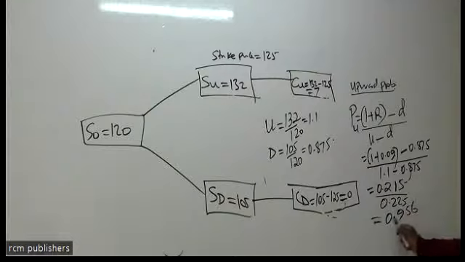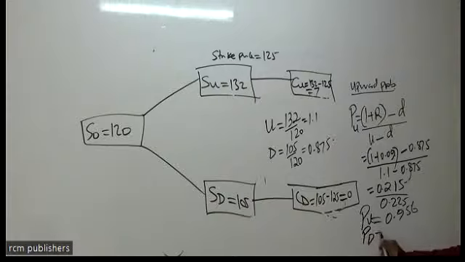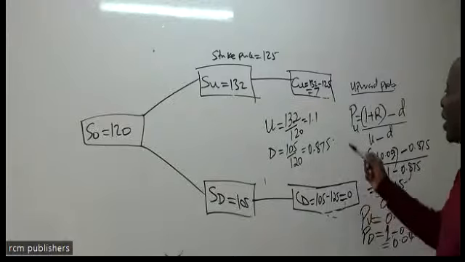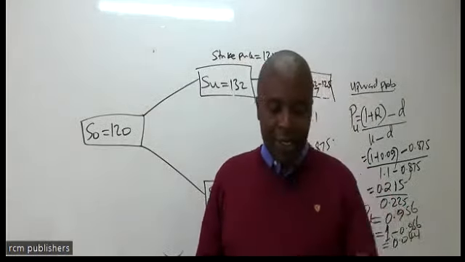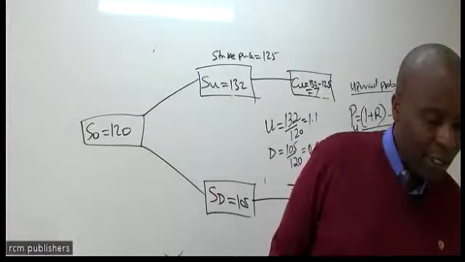0.956. But now remember that this is my PU. What about my PD? PD now will be 1 minus 0.956, which will end up giving us what figure? 1 minus 0.956 gives me 0.044. So this is what I'll come and put here.